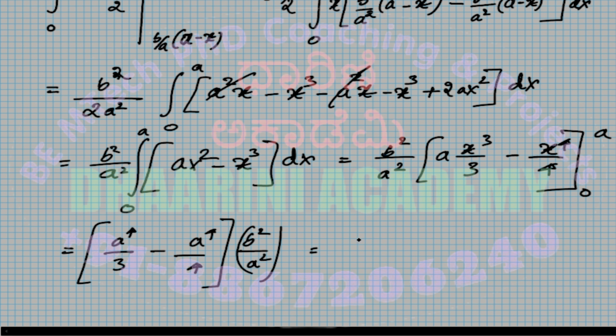So what happens to this term? 4 minus 3 is 1. So this is a to the 4 b square divided, common denominator is 12 a square. So this cancels as 2. So a square b square by 12.